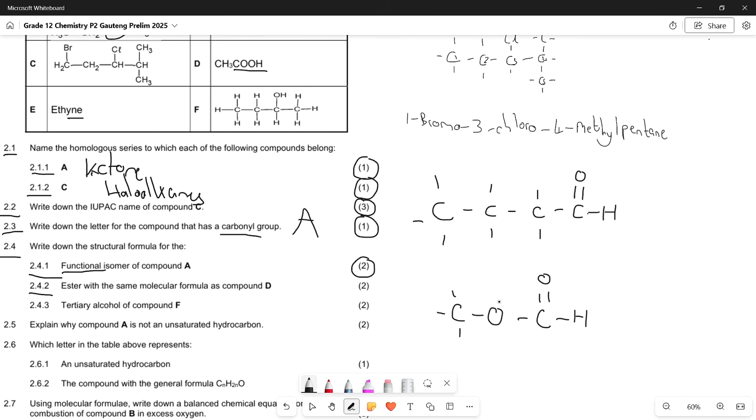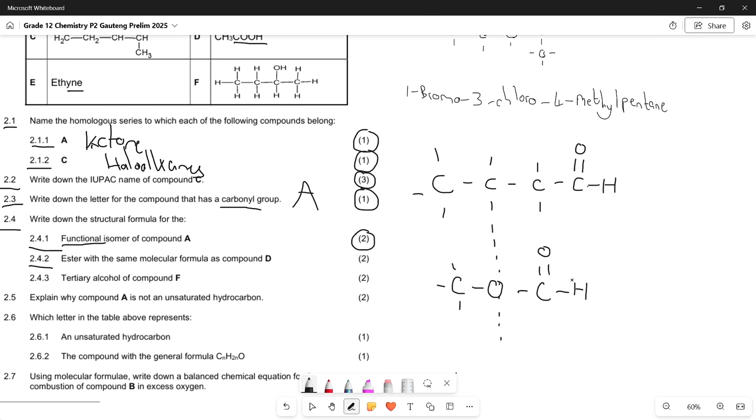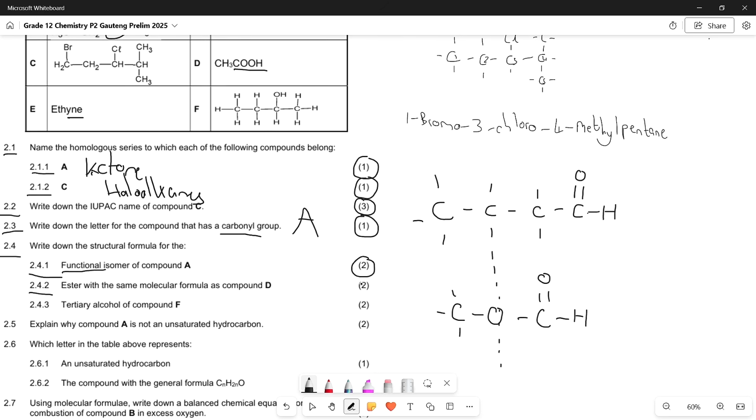And this would be the correct formatting here. This was methanoic acid, and now what we have is splitting up our oxygen bridge. We have a methyl methanoate. So the O8, the methanoate or the ethanoate or any sort of O8, is the side that has the double bond O on it. And this would earn us 2 marks because this is the ester with the same molecular formula as compound D. It is the functional isomer of compound D.